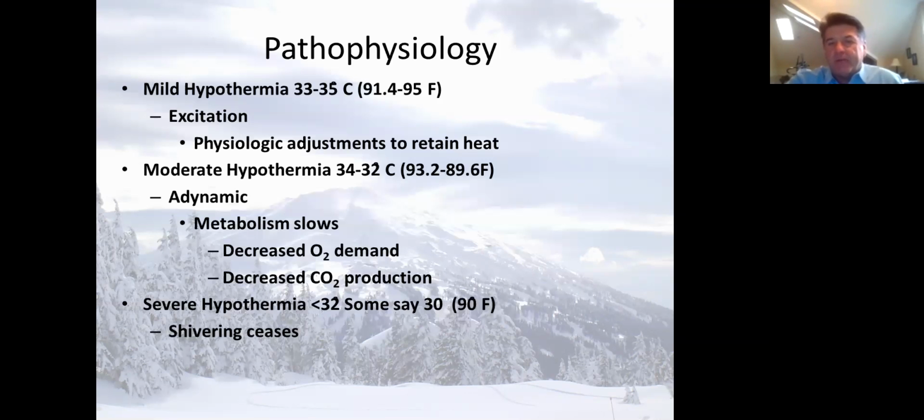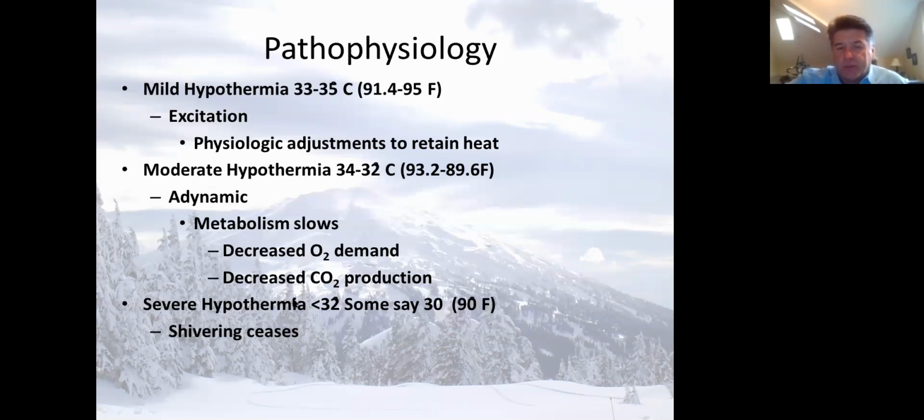Moderate hypothermia, 34 to 32 degrees, is an adynamic state. Metabolism slows down. We get a decrease in oxygen demand, and we get a decrease in CO2 production. Our body begins to say, oh, this isn't quite right. Now, remember last time when we talked about drowning, we talked about a diving reflex and how in mammals, as it gets cold, the metabolism slows down. Your body here is doing the same thing.